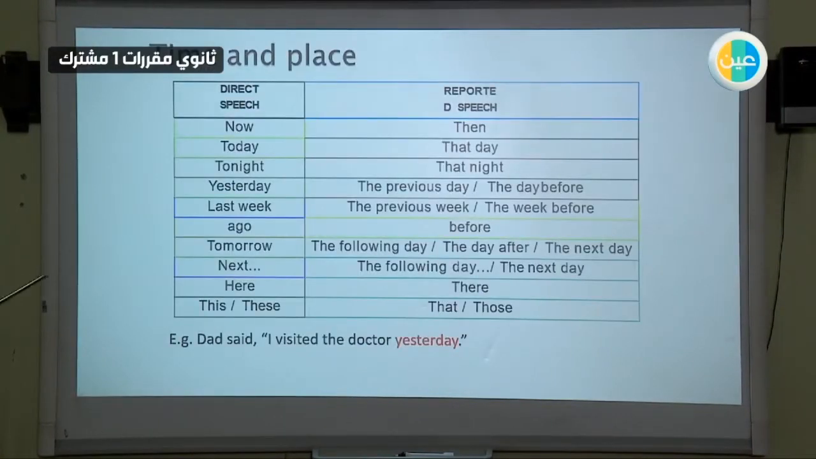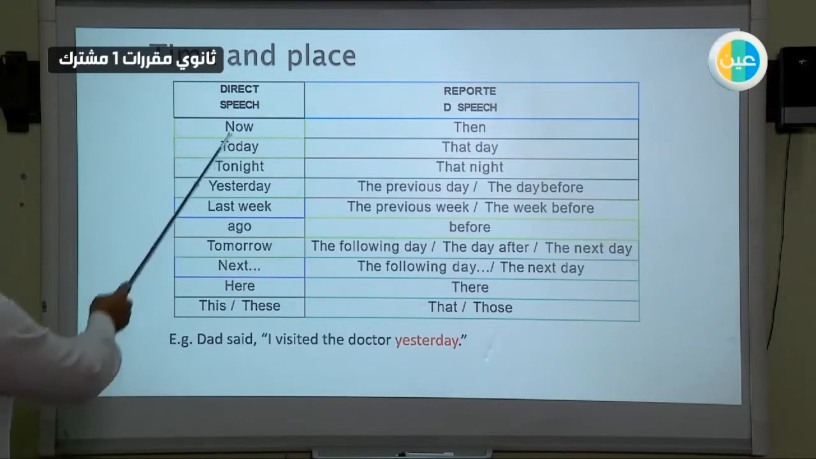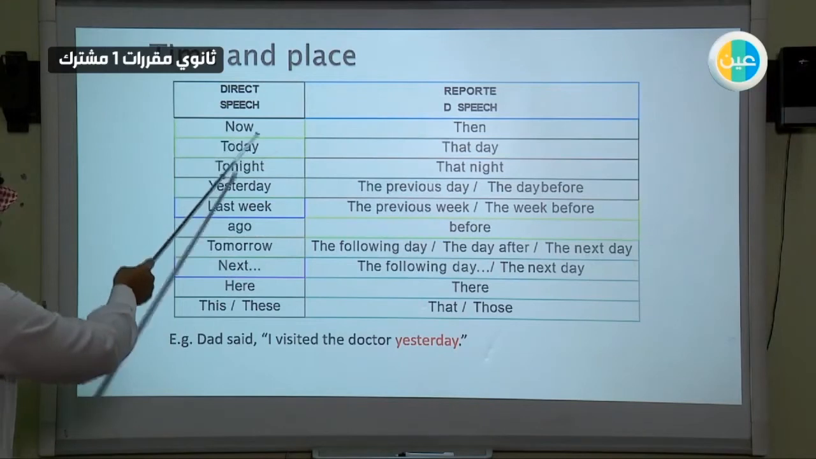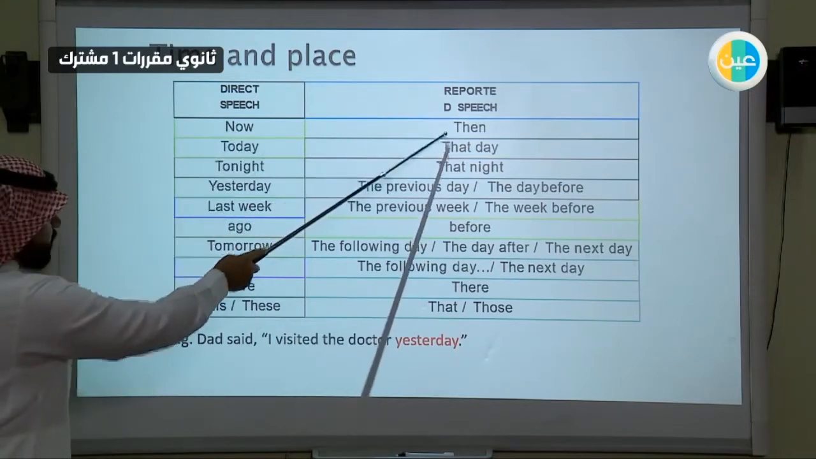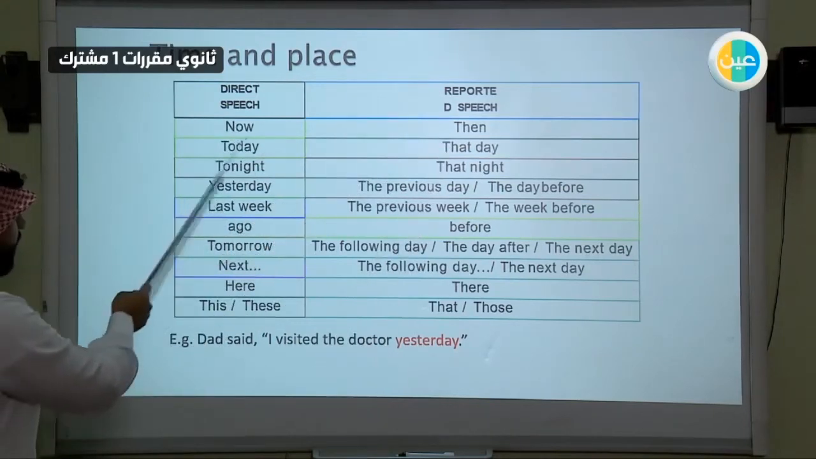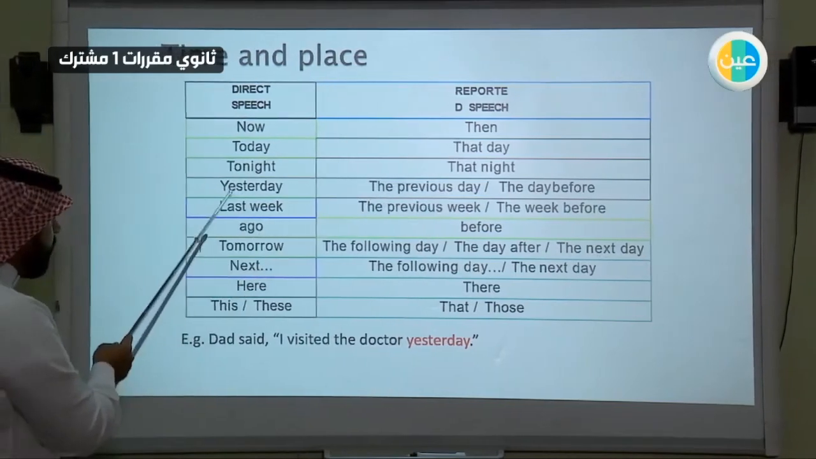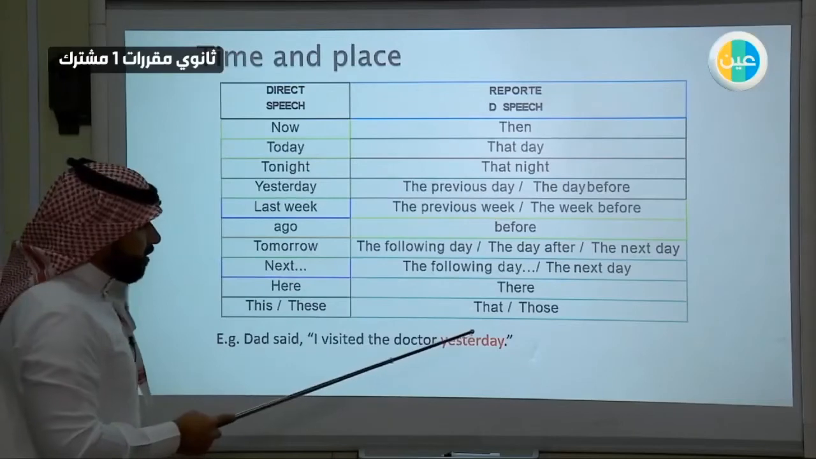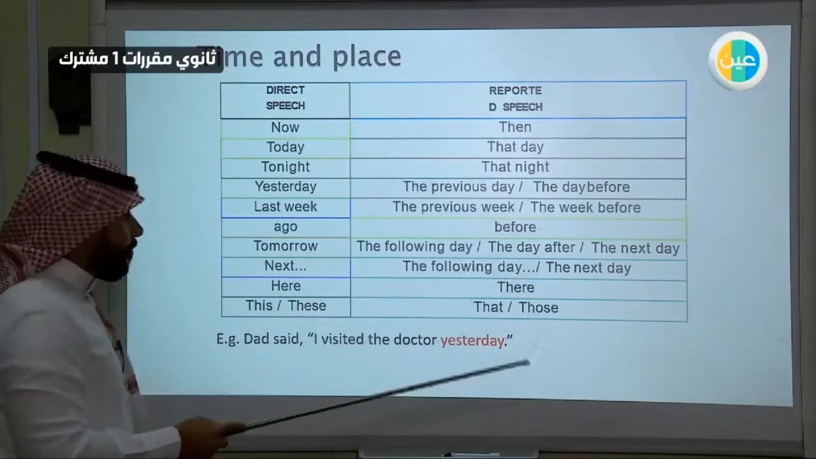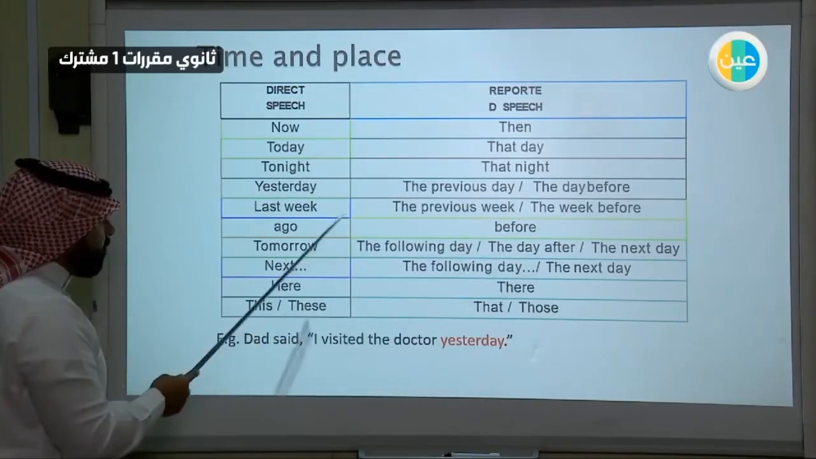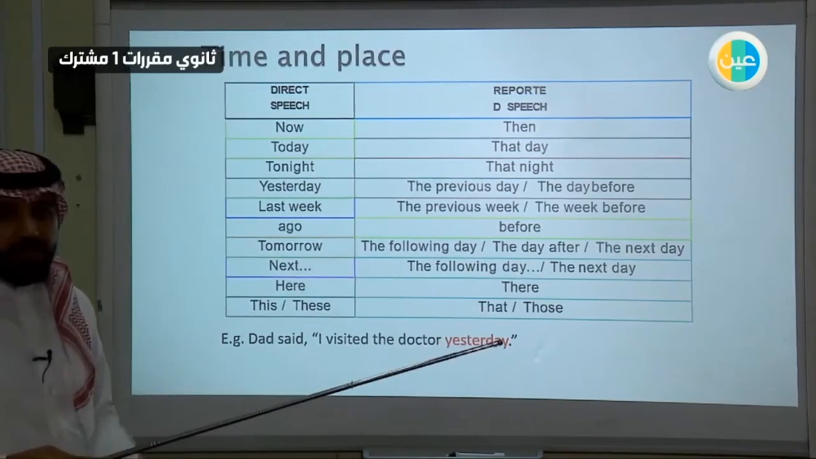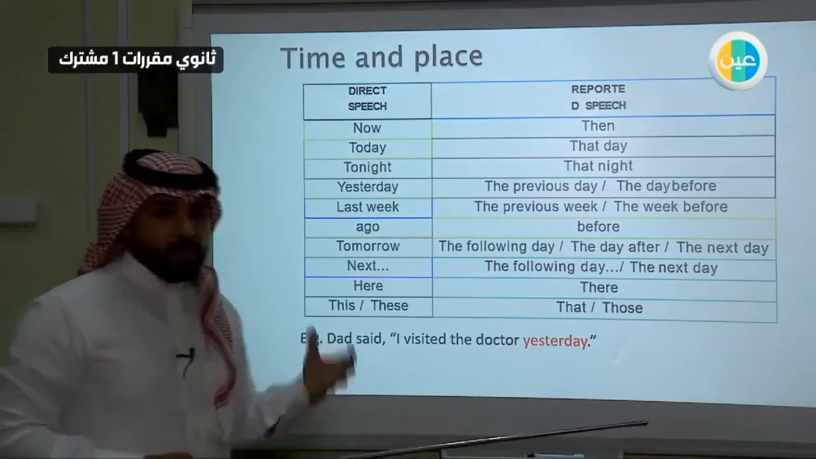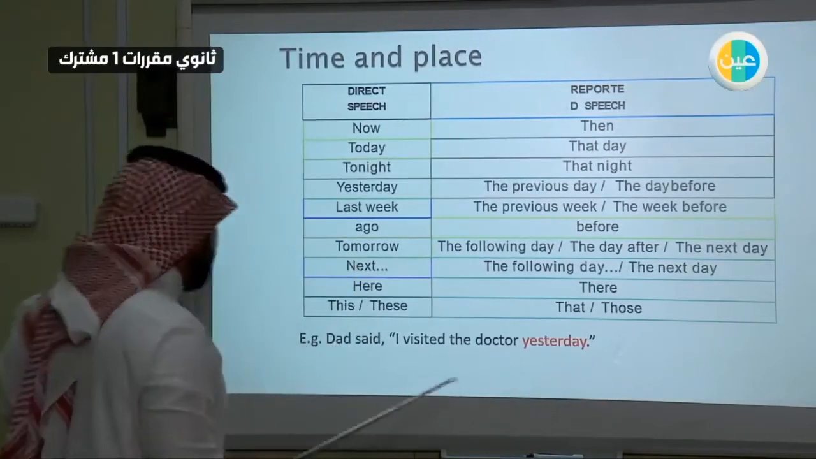Time and place. If we have in the direct speech time or place words, like "now," it becomes "then" in the reported speech. "Today" becomes "that day." "Tonight" becomes "that night." "Yesterday" becomes "the previous day" or "the day before." So for these tables, you have to memorize them. There is no way to understand these things. You have to memorize, to put it in your mind.